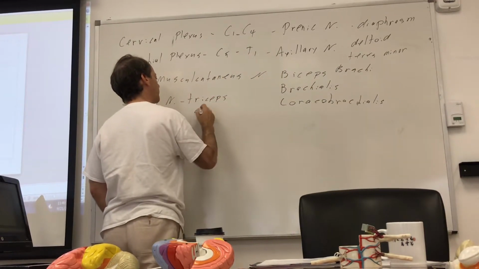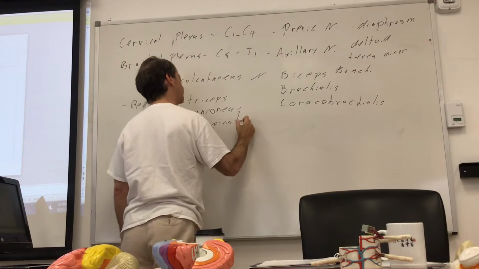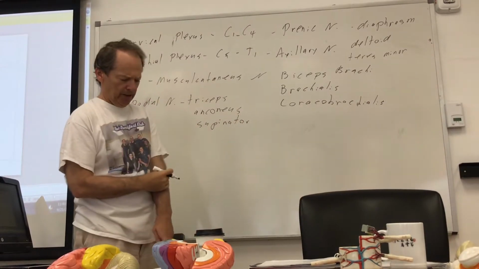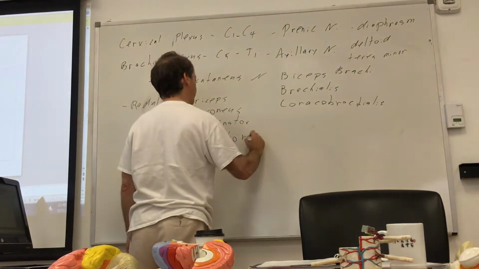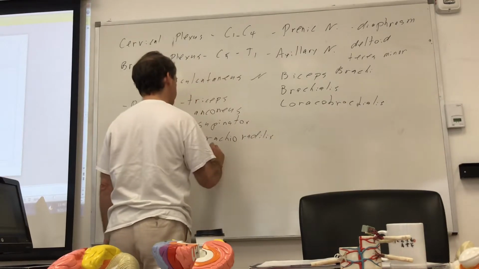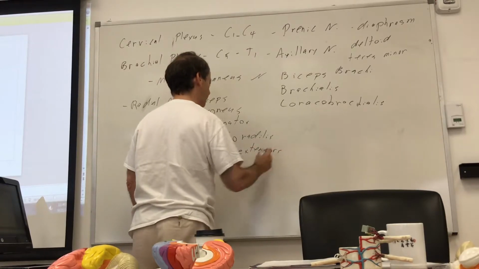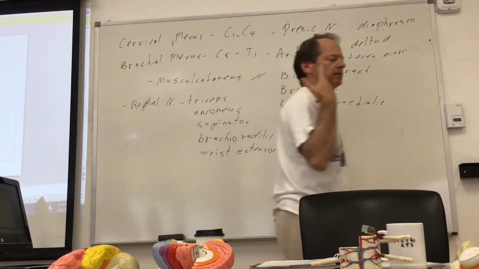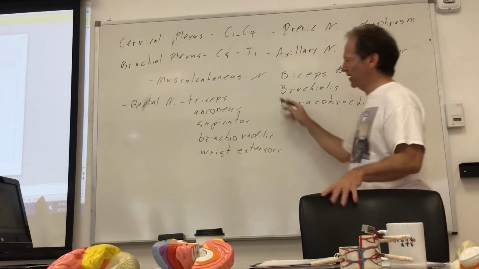So triceps, anconeus, supinator, brachioradialis, wrist extensors, all the wrist extensors, very neat that way. So, extensor carpi radialis longus, extensor carpi radialis brevis, extensor carpi ulnaris, extensor digitorum, all of those on the same nerve. So that's kind of convenient that way.